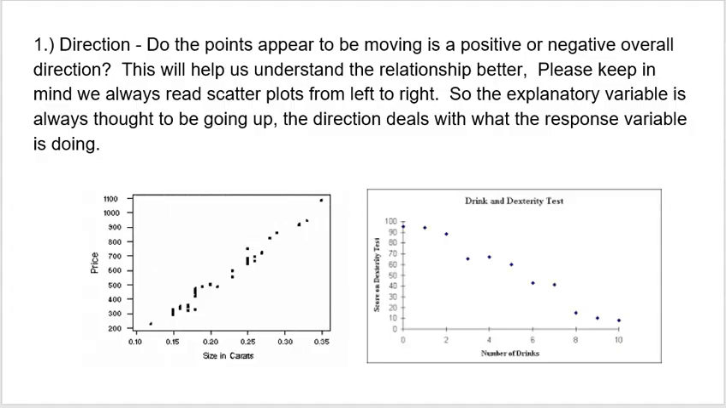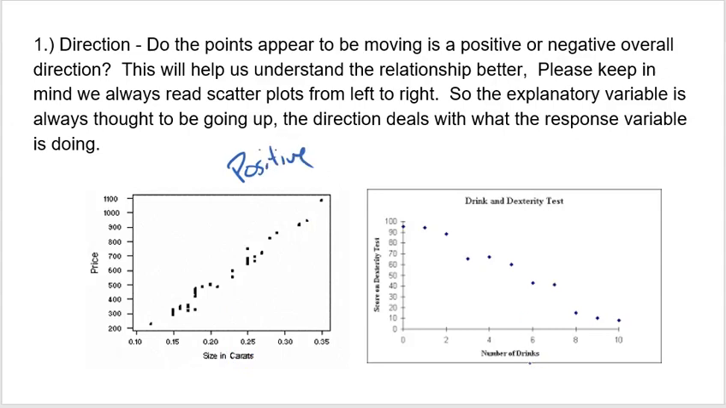First, direction. Direction is literally just positive or negative. Like overall, do you see a positive trend left to right, or do you see a negative trend left to right? We always read graphs left to right. So we always look at the explanatory variable going up. And then the question is, what's happening to the y variable, the response? So as the size of a diamond in carats goes up, we see that the price goes up. That is a positive direction, very clear.